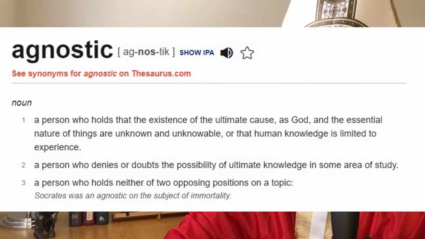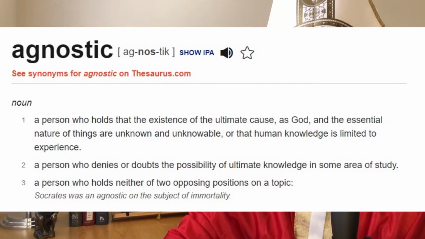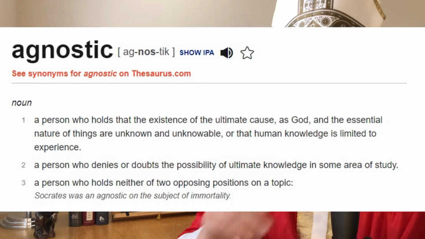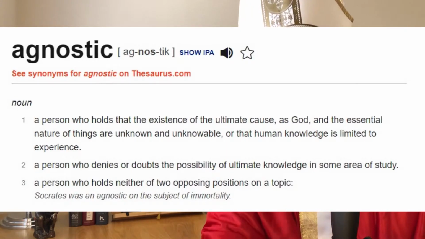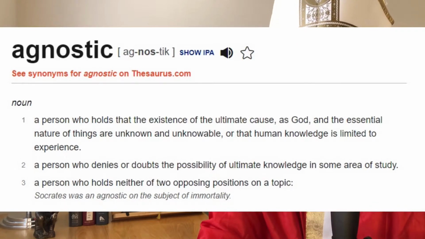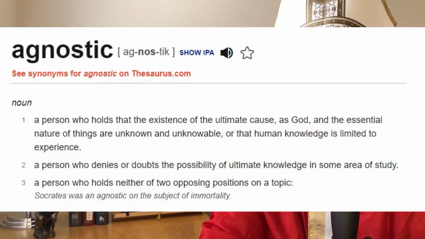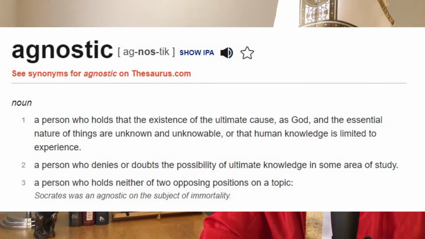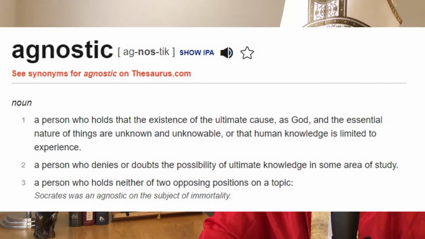And I'll do a third dictionary here, so we get kind of the whole gamut of definitions. Dictionary.com says agnostic means, when used as a noun, number 1, a person who holds that the existence of the ultimate cause as God and the essential nature of things are unknown and unknowable, or that human knowledge is limited to experience. Number 2, a person who denies or doubts the possibility of ultimate knowledge in some area of study. Number 3, a person who holds neither of two opposing positions on a topic. For example, Socrates was an agnostic on the subject of immortality.